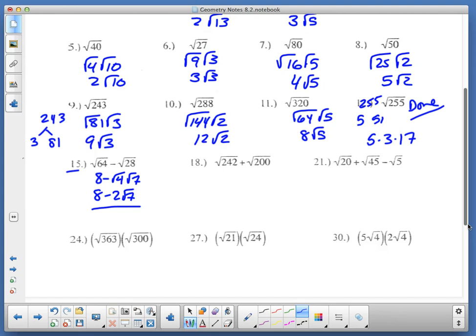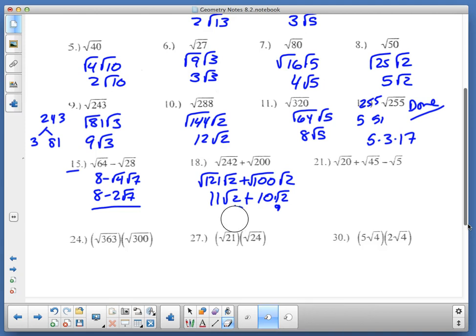So if I got 242, that's 121 times 2. So I got 11 the square root of 2, like that. And then over here I've got 100, which gives 10 the square root of 2. So I've got 11 the square root of 2 plus 10 the square root of 2. Because the square root of 2's are the same, it's like x, I can add now 11 and 10 and have 21 the square root of 2 be my final answer here. Notice I'm just adding how many square root of 2's.